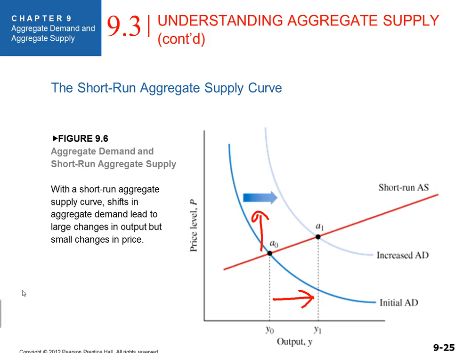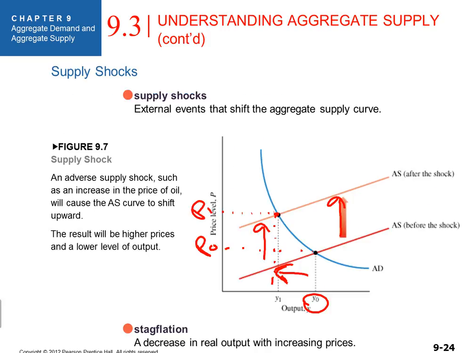But when you have a supply shock, which is different, if you go to the previous slide, if you have a decrease in aggregate supply, or a shift up of aggregate supply, what that's going to cause is a price increase and an output decrease. So two different effects.